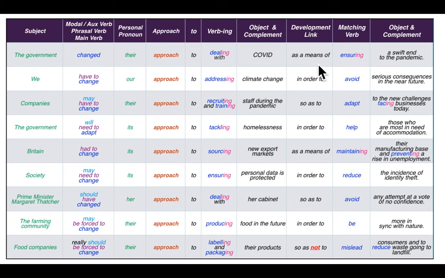So this structure lends itself to you developing your sentences more intelligently and more fully. A common complaint from lecturers, even secondary school teachers, examiners, is that language students very often don't give enough detail in their sentences. And here you can see that this develops the sentence nicely. So help them help you. Use a development link, a matching verb, and then an object and complement. And this will help to add more information, more detail, and more intelligence to the whole sentence.